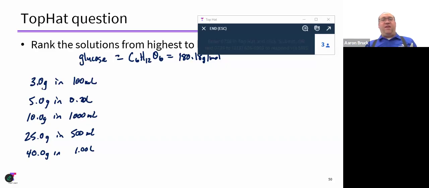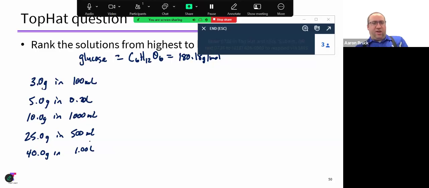And since we're given everything in terms of grams and liters, the easiest way to solve this problem is just to figure out which one has the most glucose in it. And the way to do that is to standardize it. So I look at this and say, okay, I've got 1,000 milliliters here and 1 liter here. So let's just bring everything up to that level, and we'll be able to make a direct comparison.